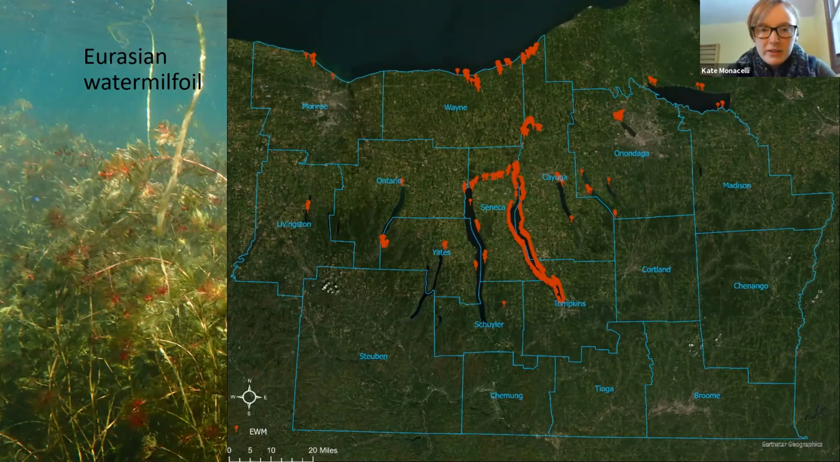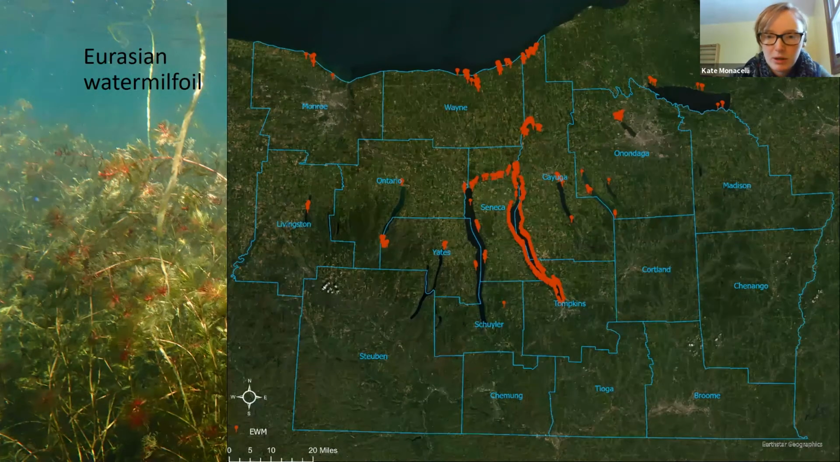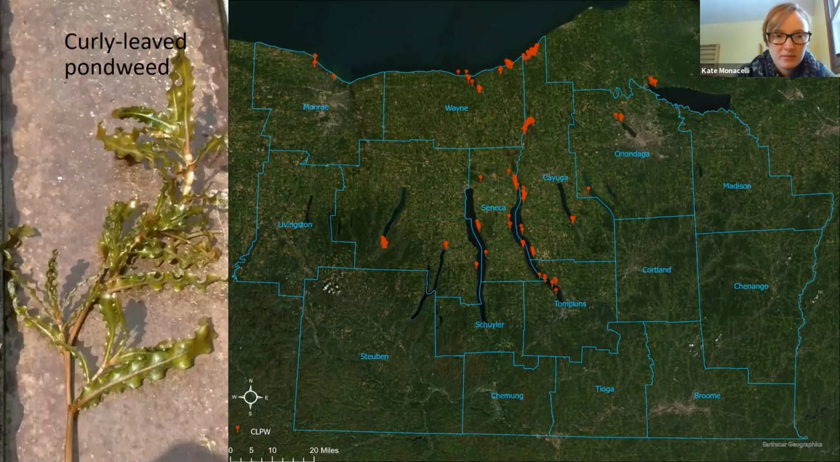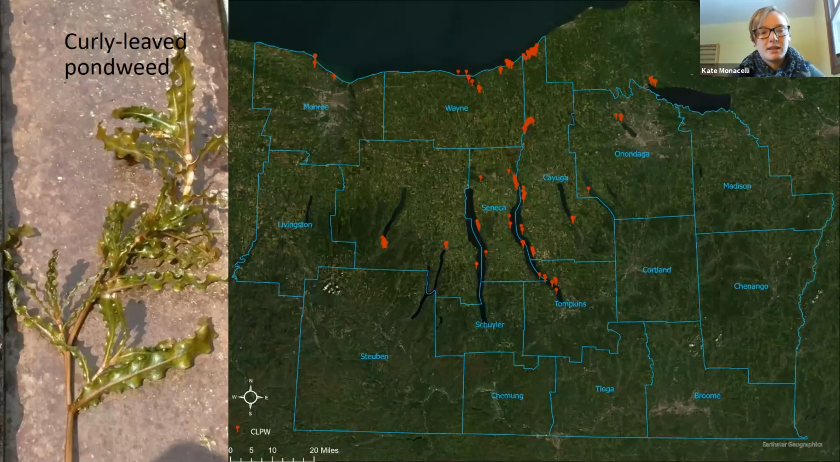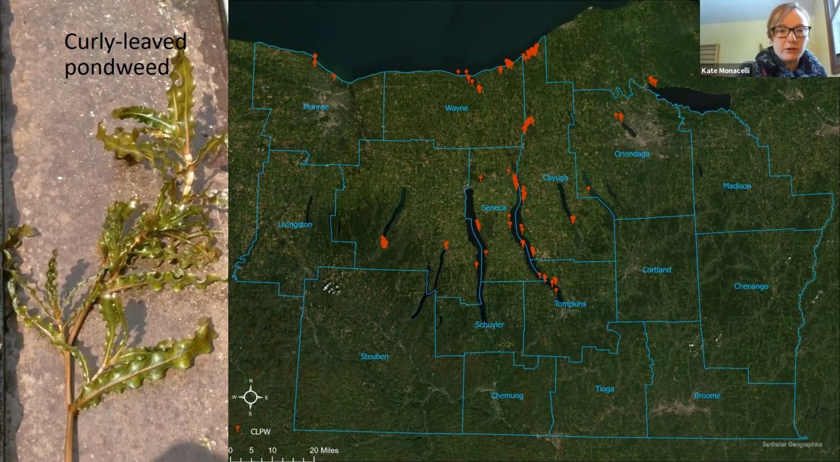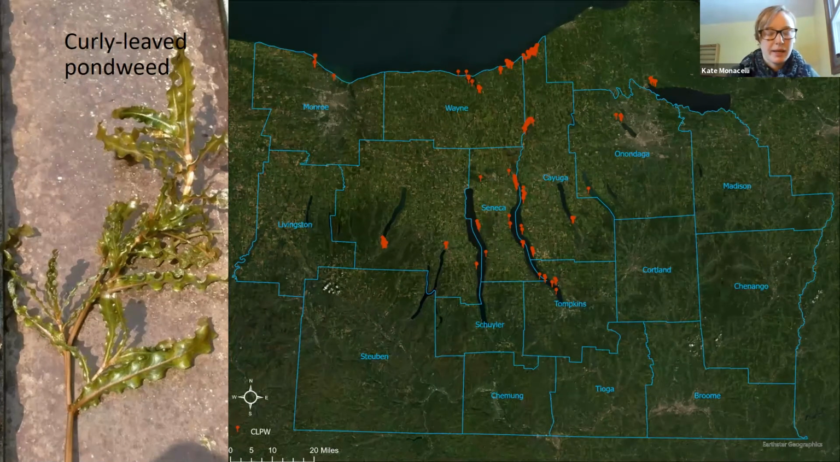And so for all the years, here are the locations where we identified Eurasian water milfoil. And I have a distribution map for each of the invasive species that we identified, with Eurasian water milfoil being the most widespread. I would say that curly-leaved pondweed is the next most widespread, although we typically see it earlier in the growing season, and then it dies back later in the summer.